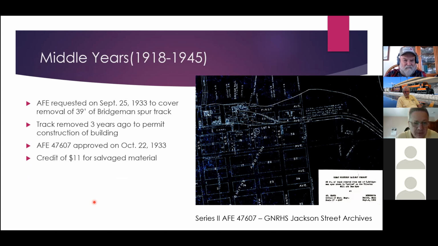So in 1933, they actually did another basically paper AFE. Apparently 3 years earlier, they'd removed some of the trackage at the end of the Bridgman spur just to permit construction of another building. And so at some point they need to make the books balance out. So they did an AFE, and the AFE had a credit of $11 for salvaged material.